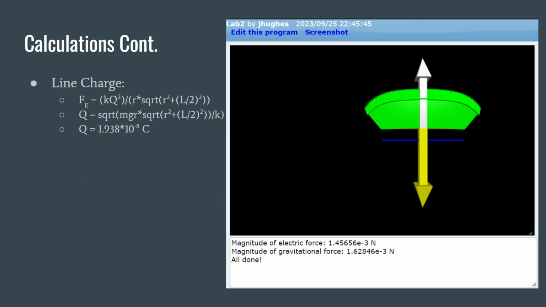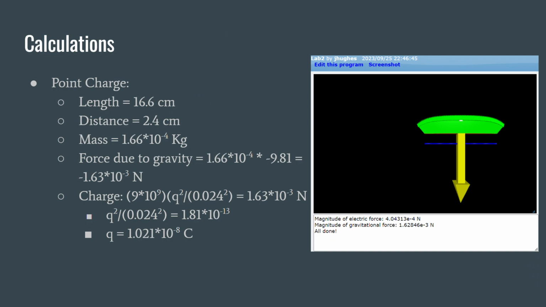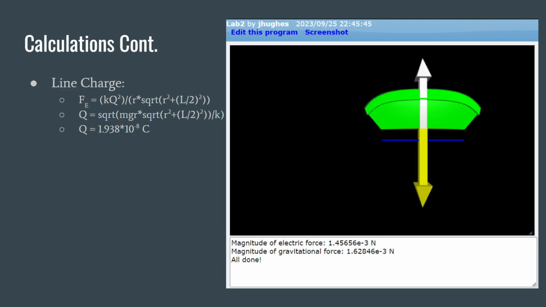Conversely, we can then plug in to the line charge equation, which gives us a value of Q equals 1.938 times 10 to the negative 8 coulombs, which we can see from our code here gives us a much more accurate value of electric force when compared to the gravitational force, compared to our point charge value, which is roughly 3 orders of magnitude higher than that of the line charge value.